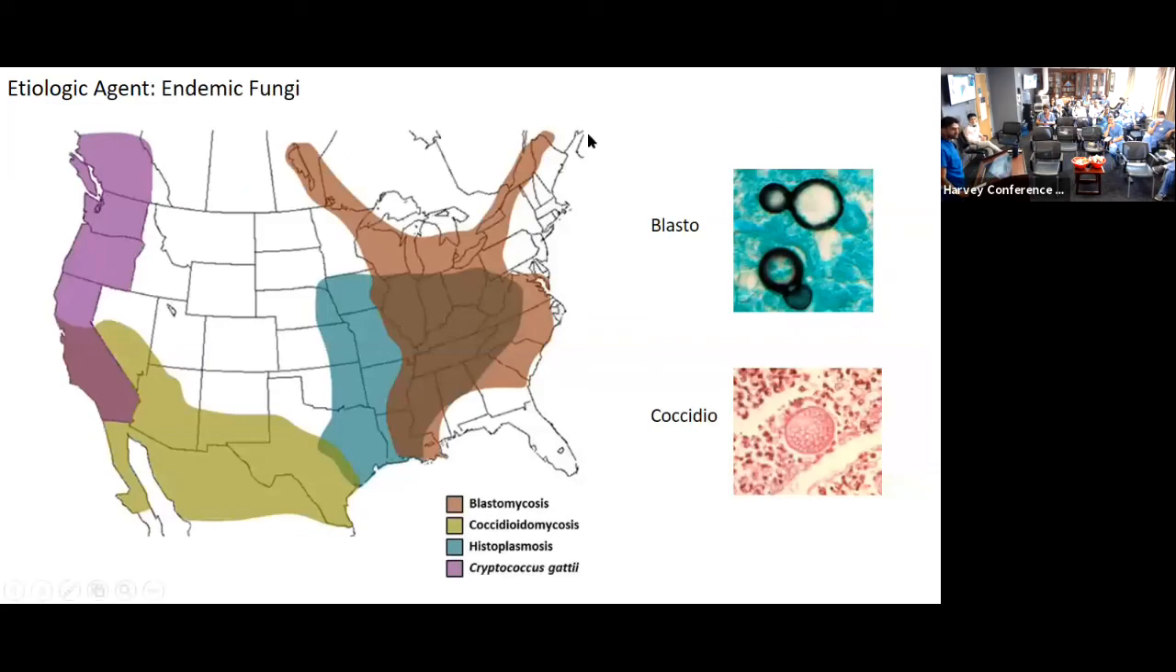This is kind of a rough map that shows where these fungi are endemic. This is not really fully true, I think. So blasto is in the Great Lakes area, and then histo is more in the Ohio, Mississippi River area, and we're actually probably pretty close to histo. Coccidio is in San Joaquin Valley fever or whatever, in the Southwest. And this Cryptococcus gattii is really very localized to Vancouver. You guys heard of Cryptococcus gattii?